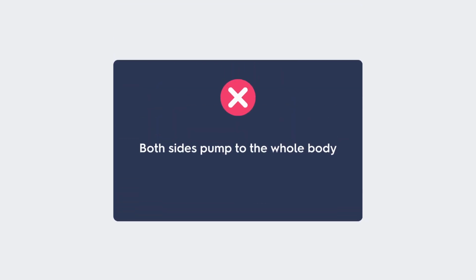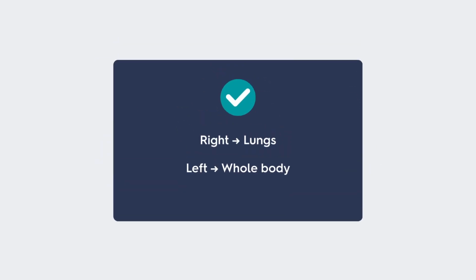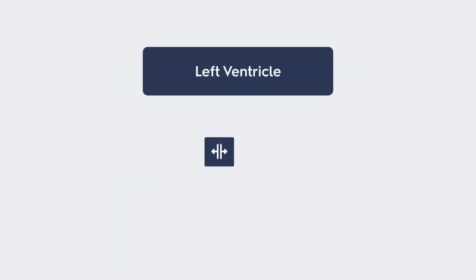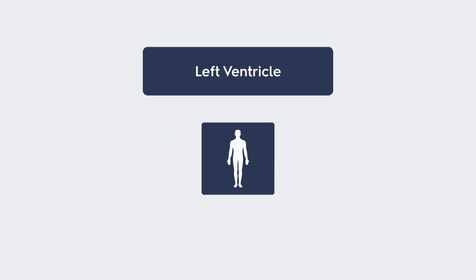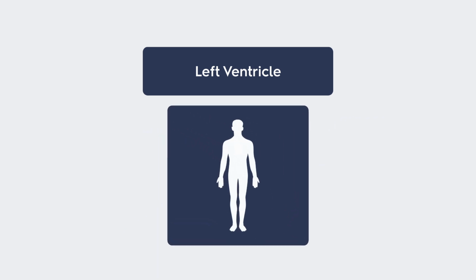Before we move on, let's clear up a common misunderstanding. A common mix-up is thinking both sides pump to the whole body. The right side mainly sends blood to the lungs, and the left side sends blood to the rest of you. And here's why the left ventricle has thicker, stronger walls. It must push blood through the entire body at higher pressure, not just to the nearby lungs.